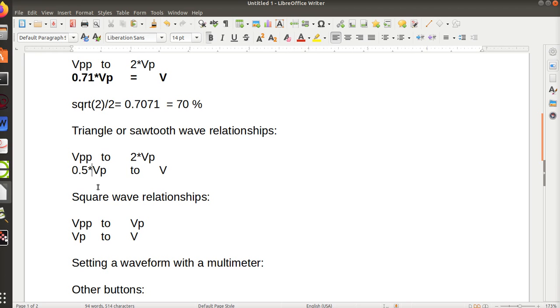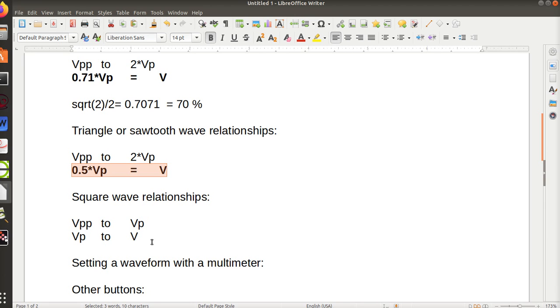or 1/2. Now, if you remember back years ago when you did the area of a triangle, it was 1/2 base times height. So that 1/2 was the area. And it's kind of neat that that formula helps me remember that it's a 1/2 multiplier, but only for a triangle or a sawtooth. If I go to a sine wave, it's a 0.71 multiplier.